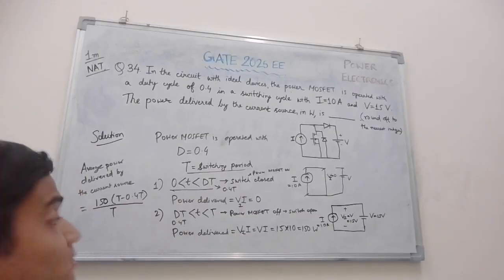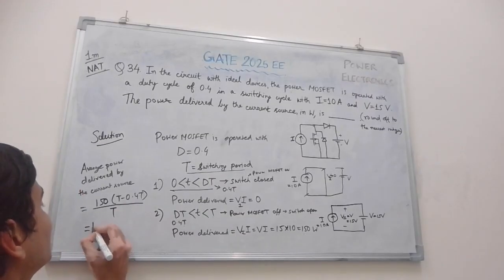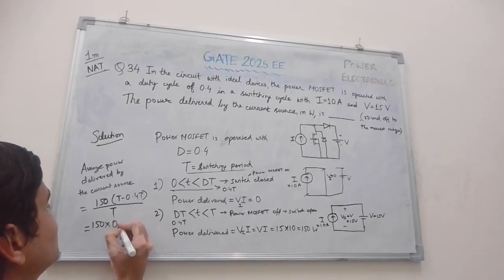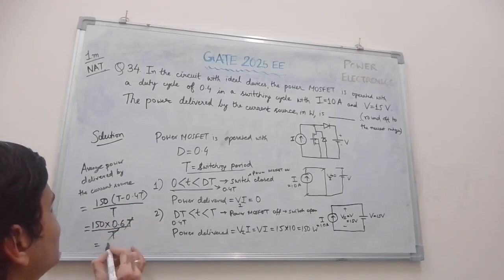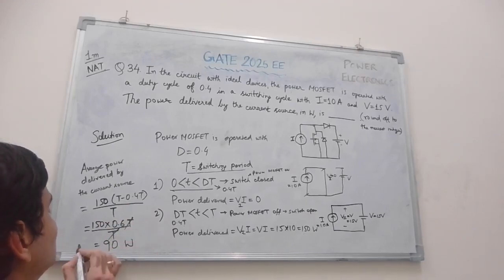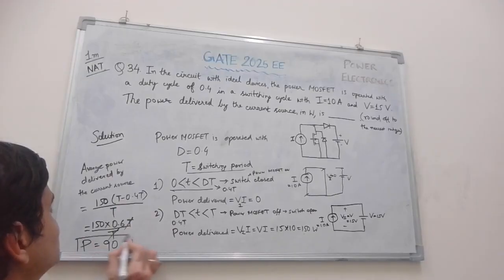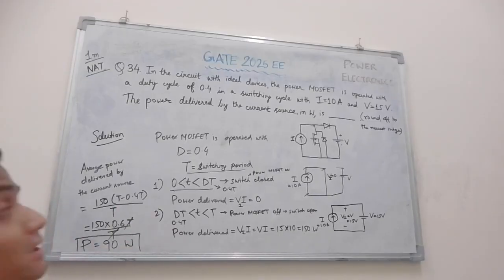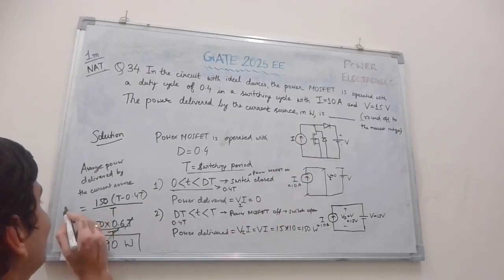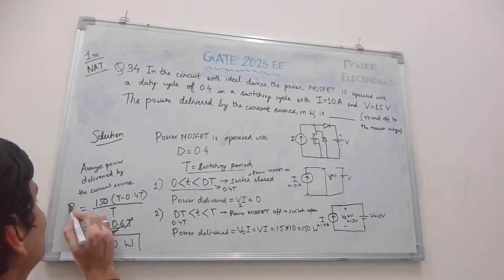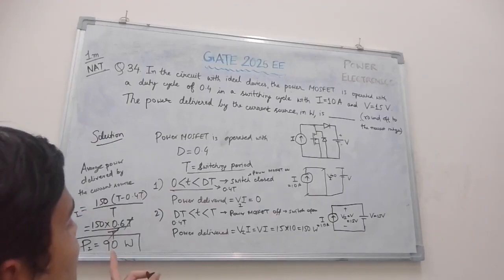Right? Okay? So 150 into 0.6t upon t. T cancels out, 150 into 0.6 gives 90. So the average power delivered by the current source, that is PI, we have calculated to be 90 watt.